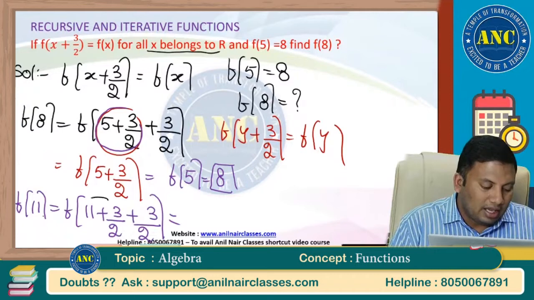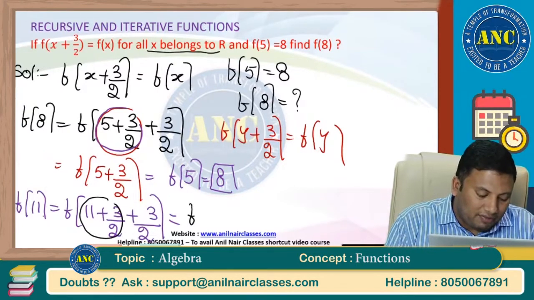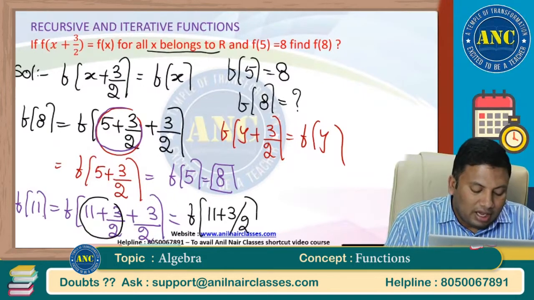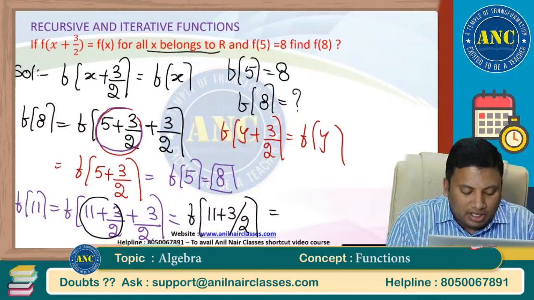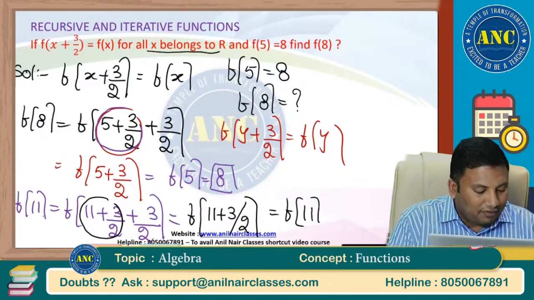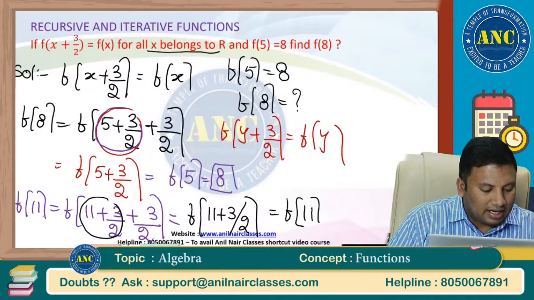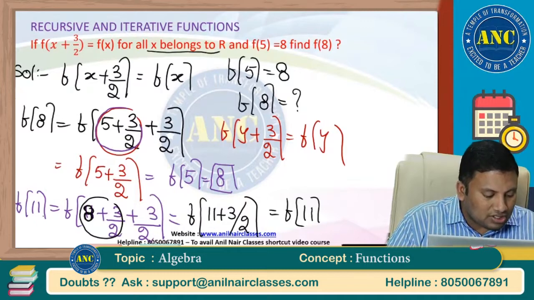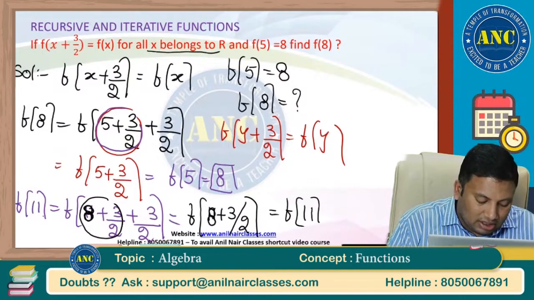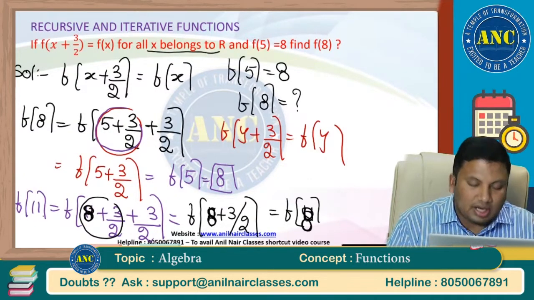Now see here, if I take it as f of k, f of k plus 3 by 2 is equivalent to f of k. This is nothing but f of 11 plus 3 by 2. F of x plus 3 by 2 is nothing but f of x, so f of 11 plus 3 by 2 is f of 11. I hope the idea is clear, right? This is nothing but 8 plus 3 by 2 plus 3 by 2, 6 by 2, it is 3. It is nothing but 8.